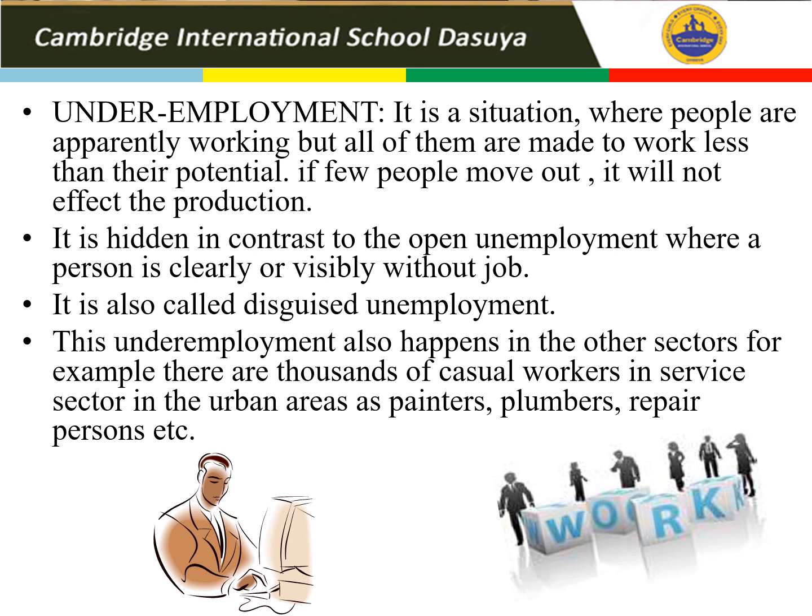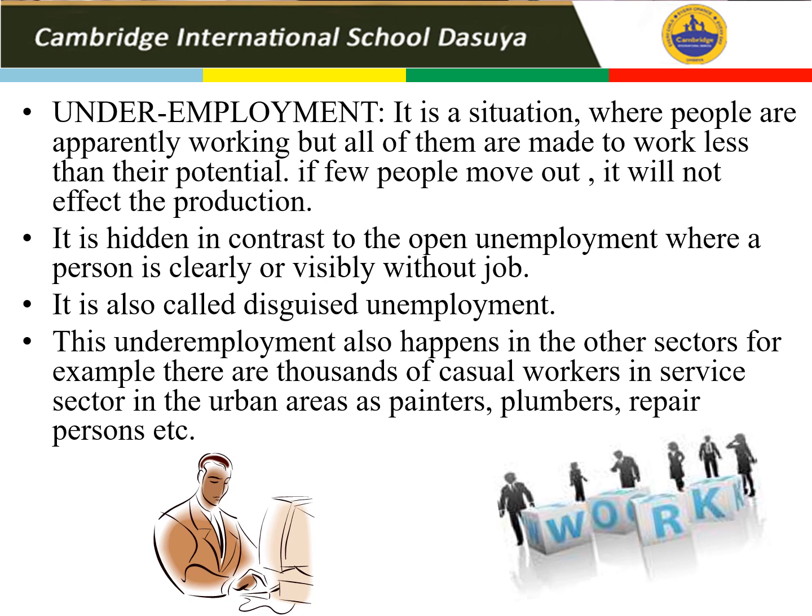The next thing is that it is hidden, in contrast to open unemployment. In open unemployment, people are ready to do the work, but they are not getting jobs in any of the chances. The person is clearly or visibly without a job. They are not able to get a job directly or indirectly. They are not doing any kind of job. This underemployment is also termed as disguised unemployment.